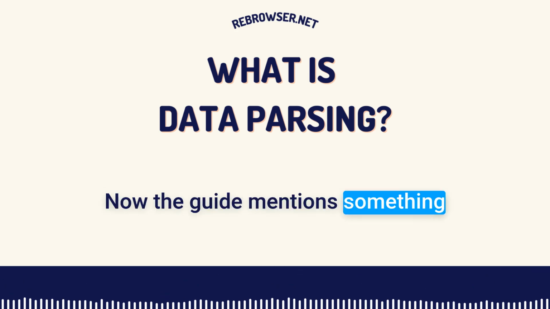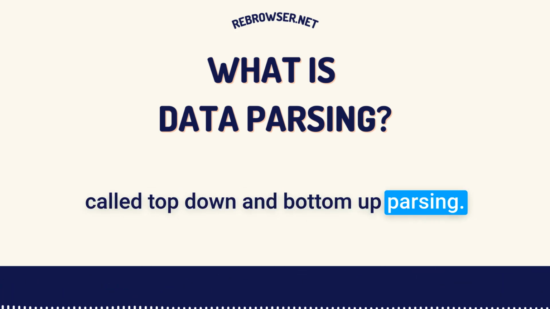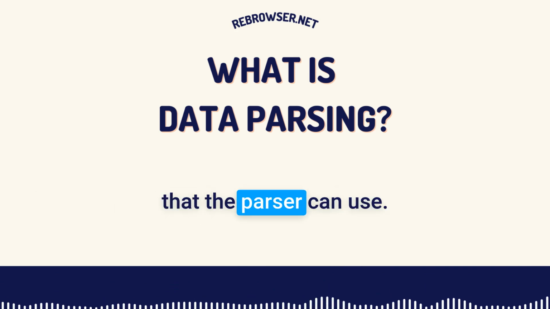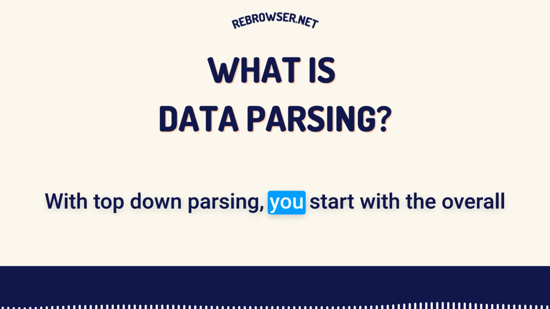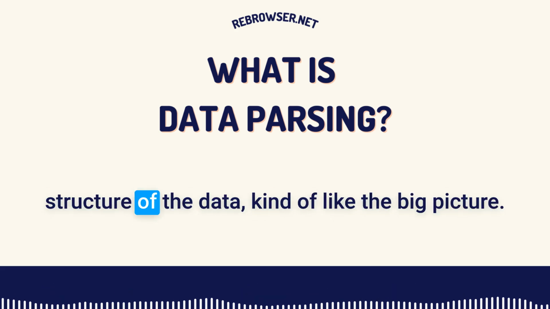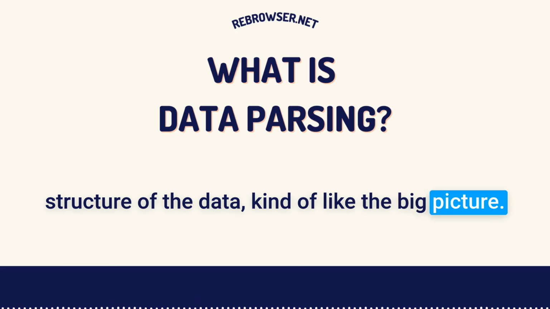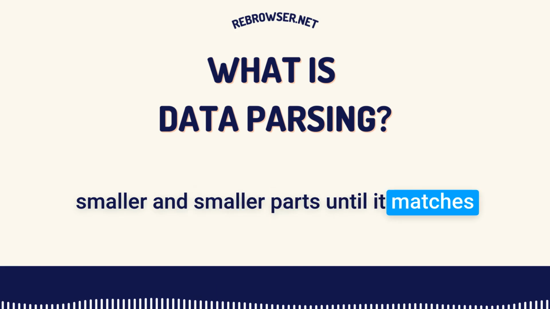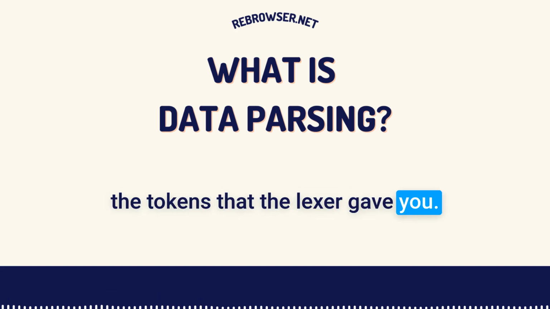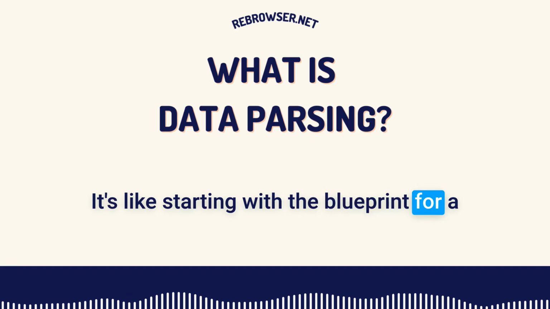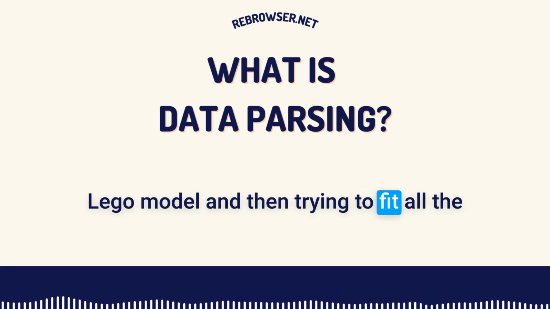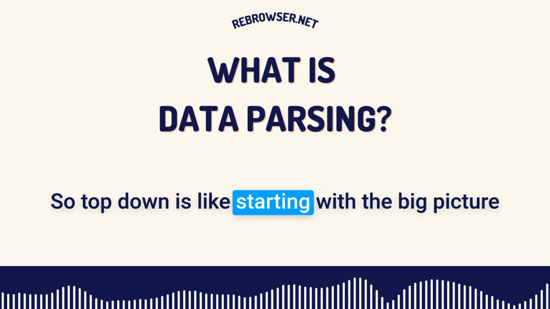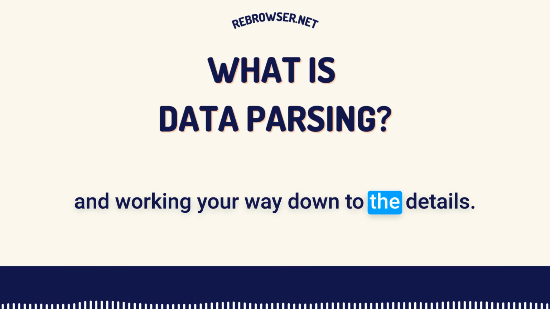Now, the guide mentions something called top-down and bottom-up parsing. What's the difference between those approaches? So these are two main strategies that the parser can use. With top-down parsing, you start with the overall structure of the data, kind of like the big picture. Then you break it down step by step into smaller and smaller parts until it matches the tokens that the lexer gave you. It's like starting with the blueprint for a Lego model and then trying to fit all the individual bricks together to build that model. So top-down is like starting with the big picture and working your way down to the details.